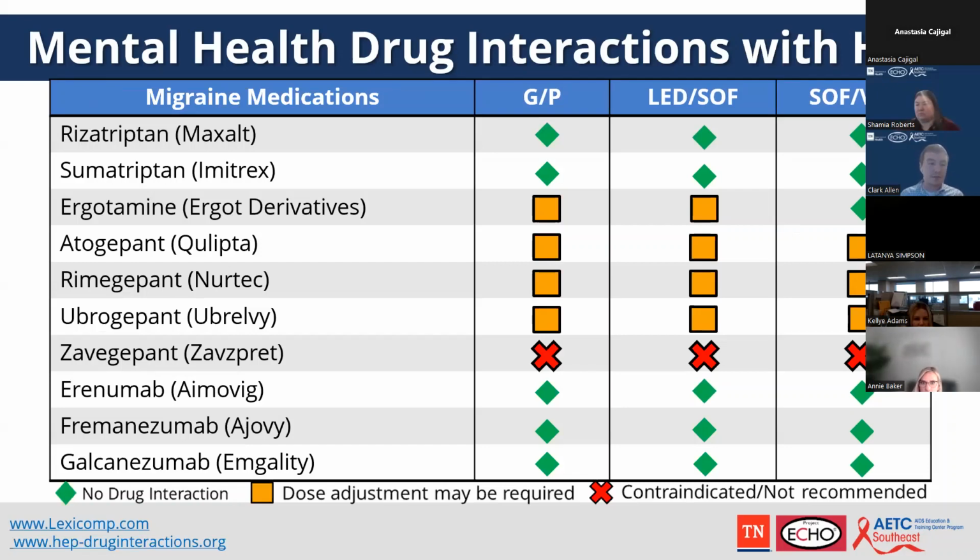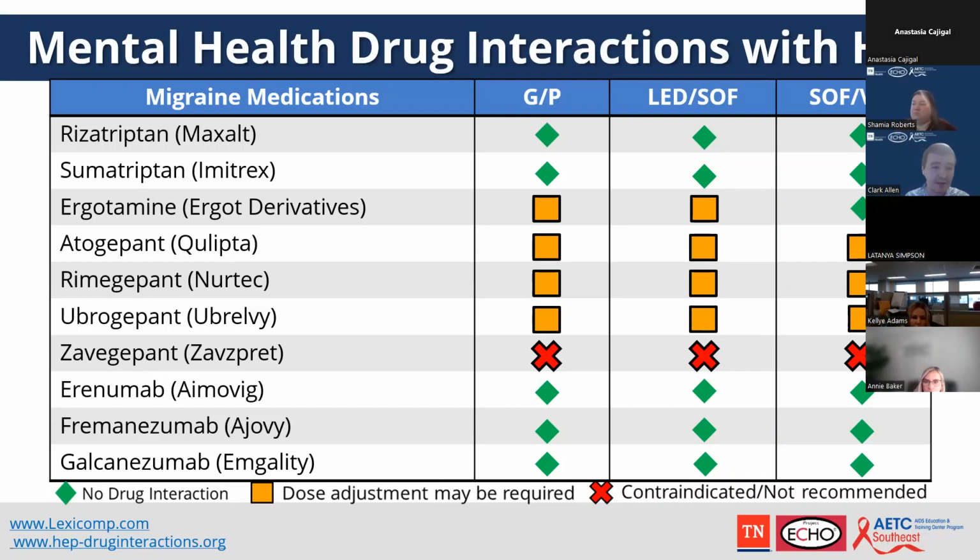Now we want to switch gears. This is the migraine medication section. We've got a lot of orange boxes and a couple reds here. The main class that is going to require changes, we'll talk about the ergotamines. Those are older medications, not really seen as much, but there will be a need for dose reduction if they're going to be started on glecaprevir/pibrentasvir or ledipasvir/sofosbuvir. Not the case with sofosbuvir/velpatasvir, trade name Epclusa. But then we've got the next class, and they're all the same.